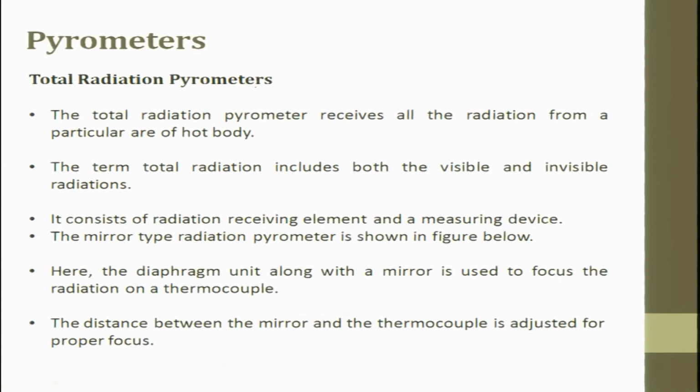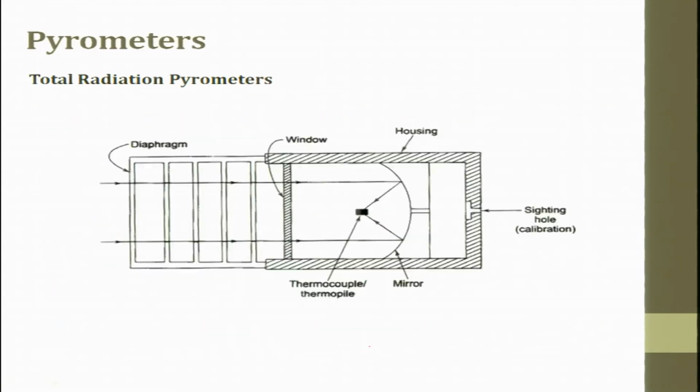The total radiation pyrometer receives all the radiation from a particular object or hot body. The term total radiation includes both the visible and the invisible radiation. It consists of a radiation receiving element and a measuring device. A mirror type radiation pyrometer is shown in the figure below. Here the diaphragm unit along with the mirror is used to focus the radiation on a thermocouple. The distance between the mirror and the thermocouple is adjusted for proper focusing.